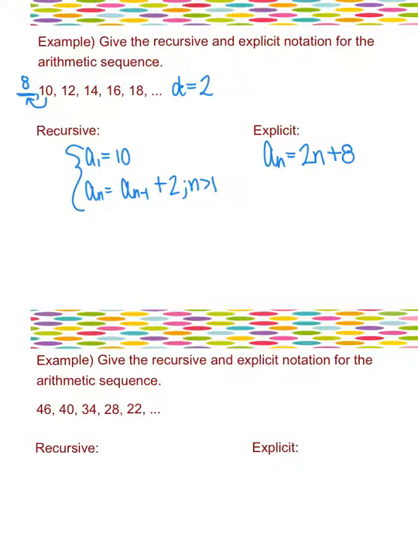If you want to use your formula, you have a sub n is equal to a sub 1 plus your common difference times n minus 1. And let's clean that up by distributing the 2 and then simplifying. So you have 2n and then 10 minus the 2 is an 8. So either way you want to think of it is completely fine.